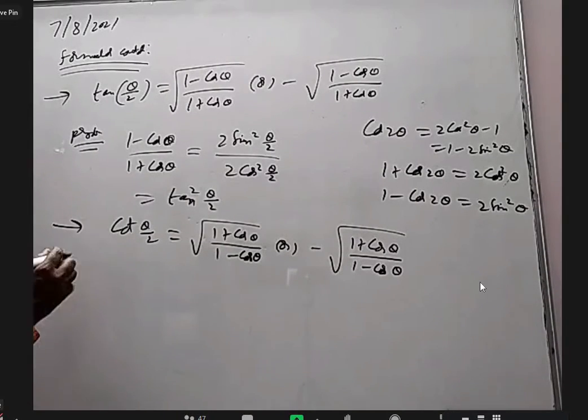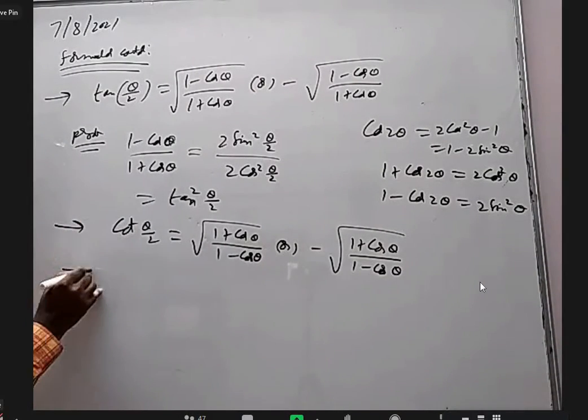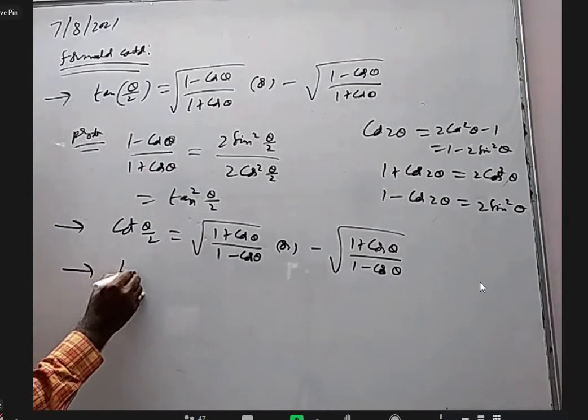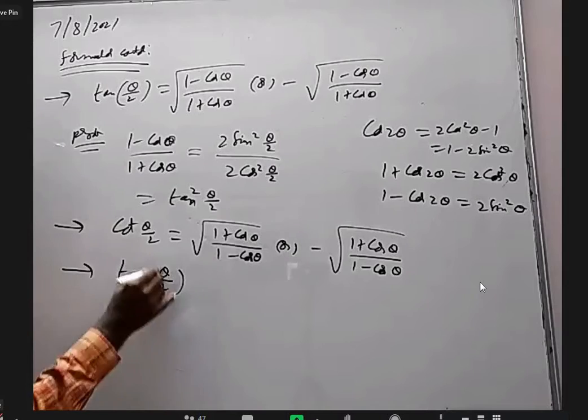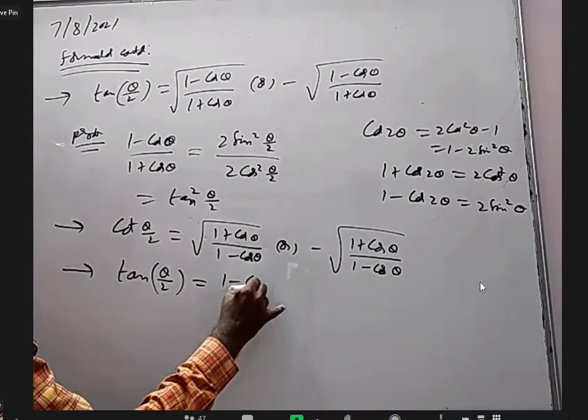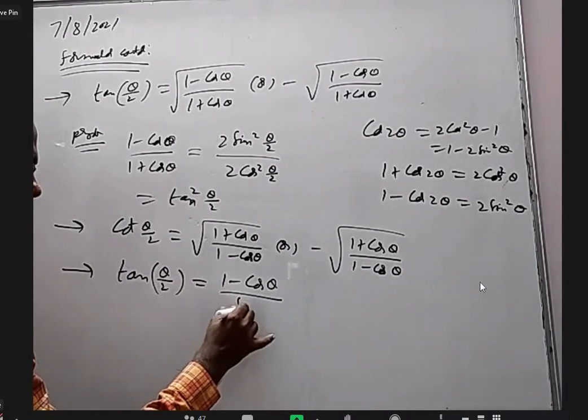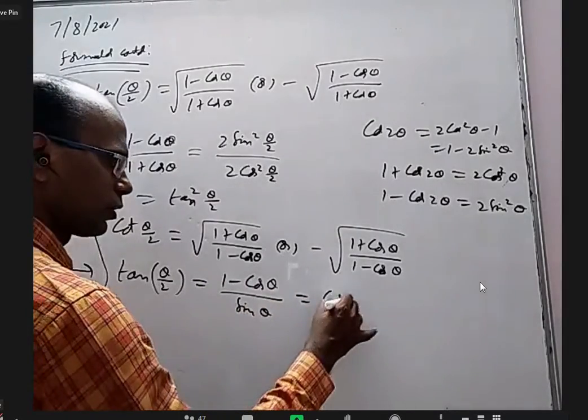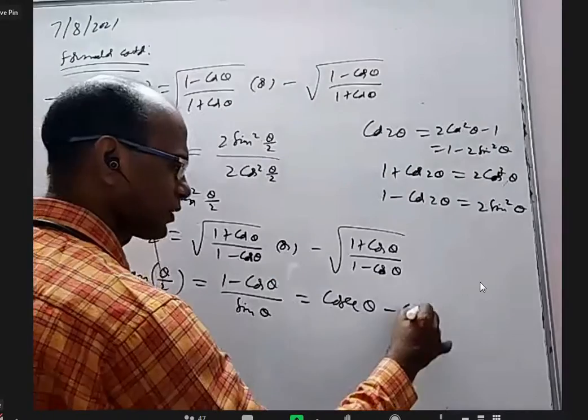Okay. So I'm not proving this because it is a similar way. But the square roots, I did not like it. So another way to write this formula is you can write (1 minus cos theta) by sin theta. If I take this by this separately, it will be cosecant theta minus cot theta.